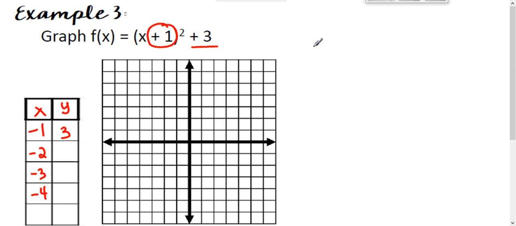Okay? So this is going to be f of x, and again, you can use your calculator, that's fine. And then it's going to be (x plus 1) squared plus 3. And you're just going to take your values and you're going to plug them in. So I'll start with the first one here. We're going to take a -2. So we're going to say -2 plus 1.